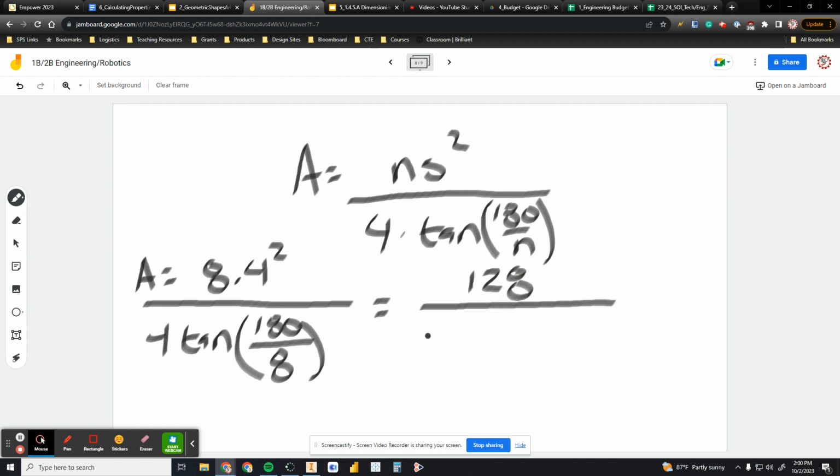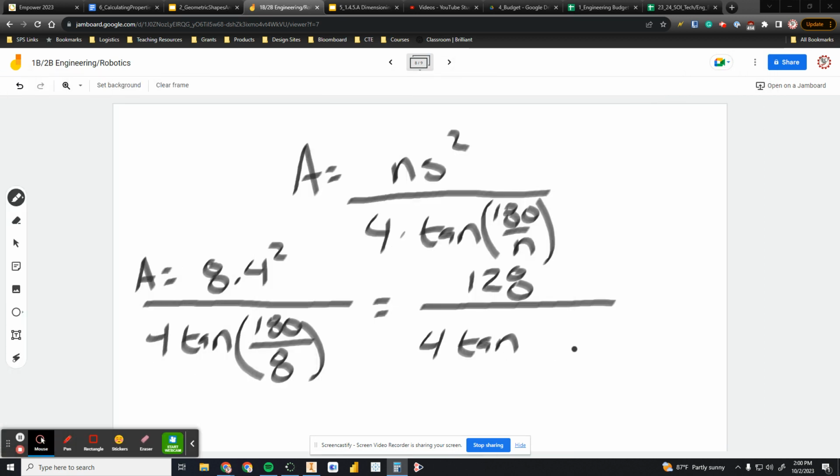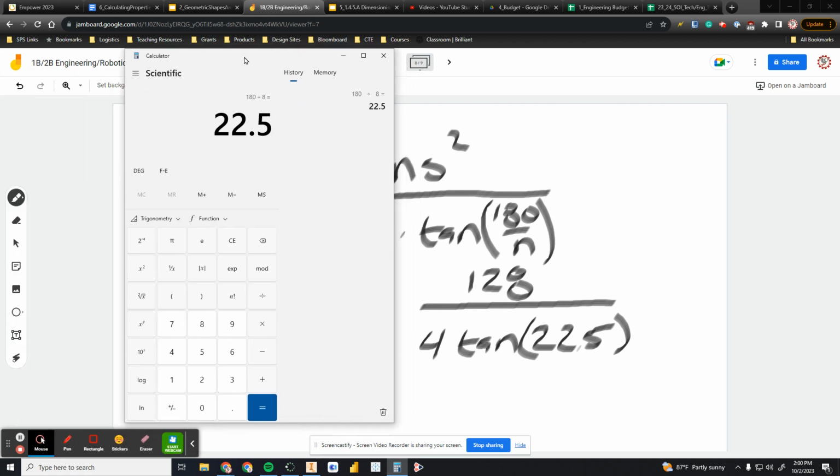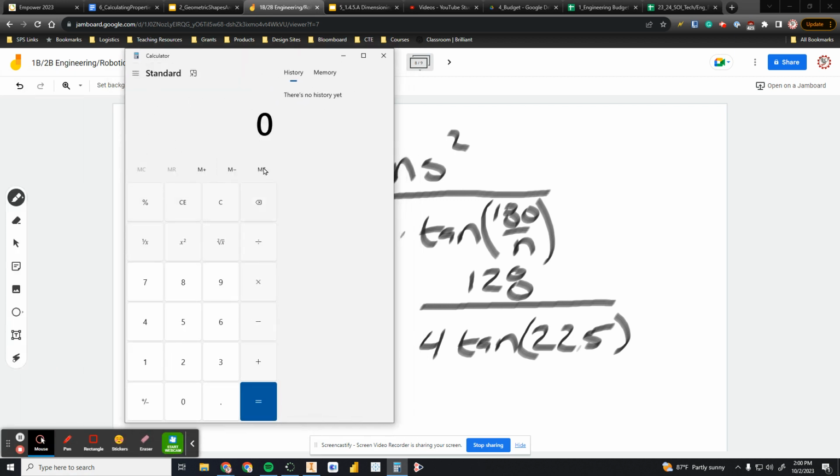And then we have 4 times the tangent of 180 divided by 8, and that's going to be 22.5. So 180 divided by 8, 22.5. Okay, so this is looking a little less complex now. 22.5 parentheses. Okay.